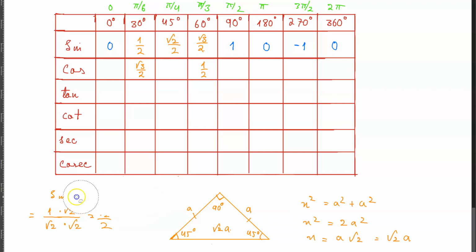Now, to calculate the cos of 45 degrees, suppose we're talking about this angle. I take the side adjacent to the 45-degree angle, which is a, and divide it by the hypotenuse, which is square root of 2 times a. That gives me again 1 over square root of 2, which is ultimately square root of 2 over 2. That means that the cos of 45 degrees is also square root of 2 over 2, right?